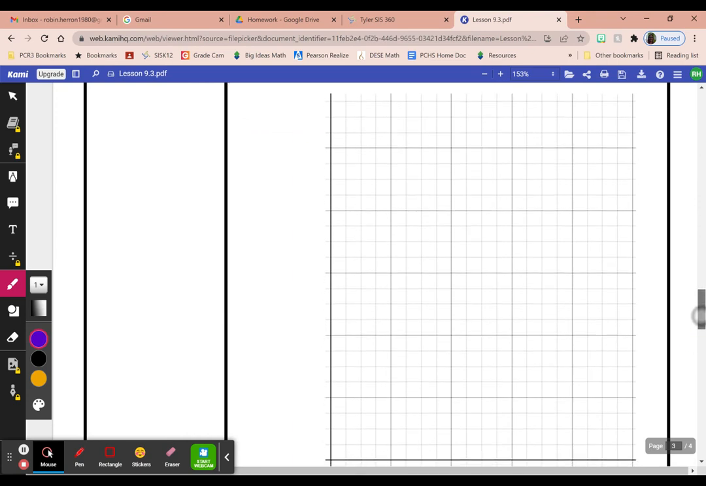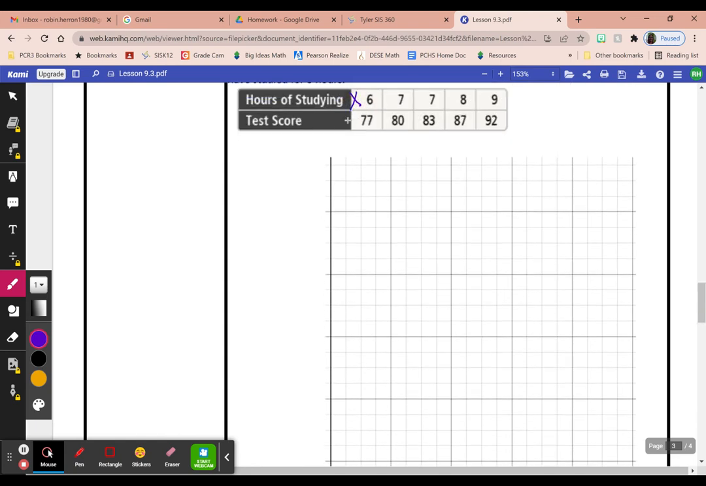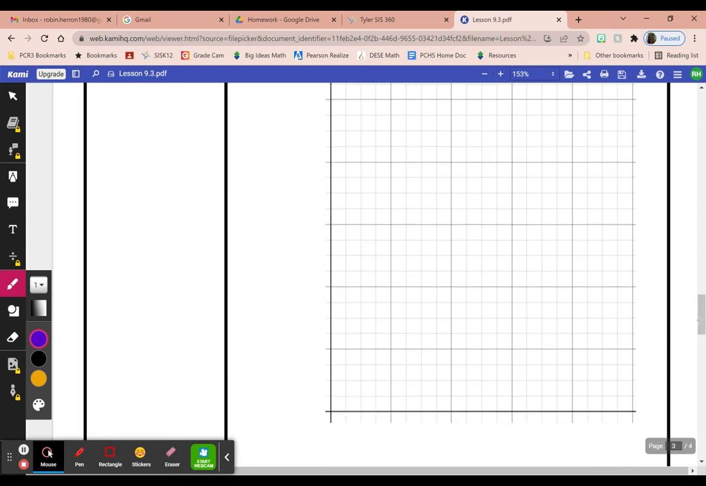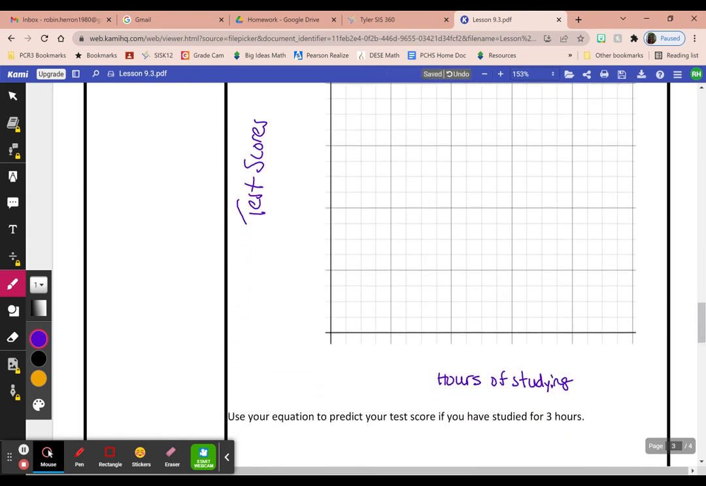All right, so I'm going to guide you through what I'm doing here. Hours of studying is going to be my x, and test scores are going to be my y. So I'm going to have hours down here, and then this is going to be my test scores. My hours go 6, 7, 8, and 9. So I'm just going to go ahead and do counting by ones here, right? I'm going to have kind of a little break, and I'm just going to do 6, 7, 8, 9, and 10 just to make it easy.